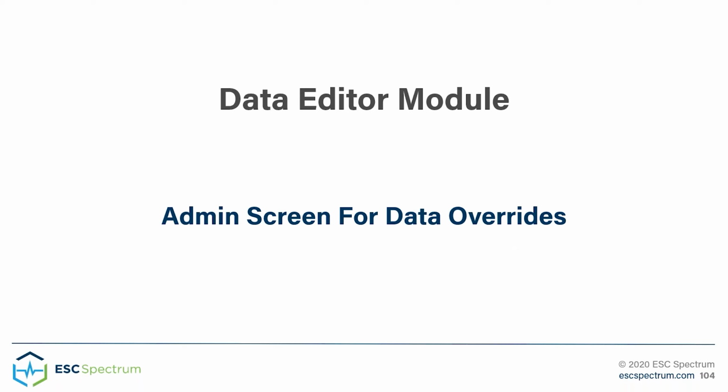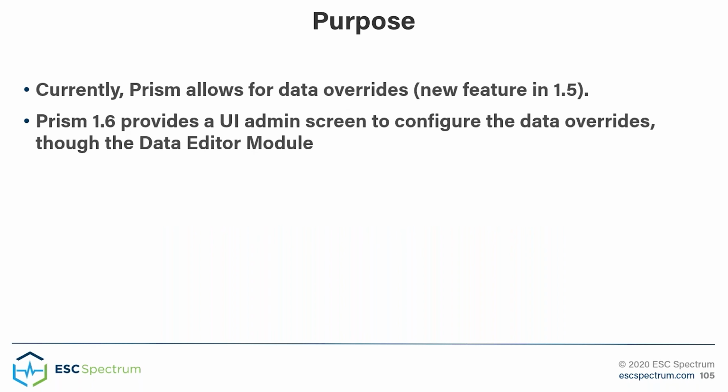All right, data editor. So now we have an admin screen, a user interface for the data overrides. Back in Prism 1.5, we added data overrides where you could override specific data on certain ranges and whatnot. But it was kind of a back-end feature. You had to get into SQL and configure the tables to create those data overrides. There was no user interface for support or a customer to be able to easily do it.